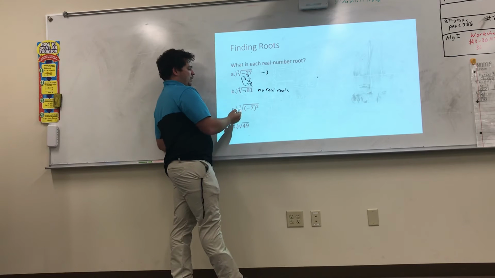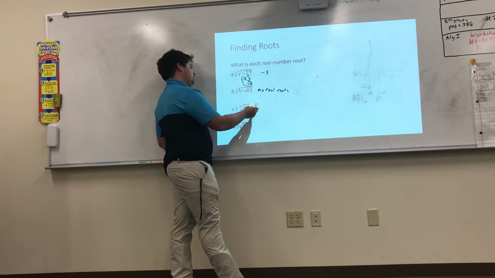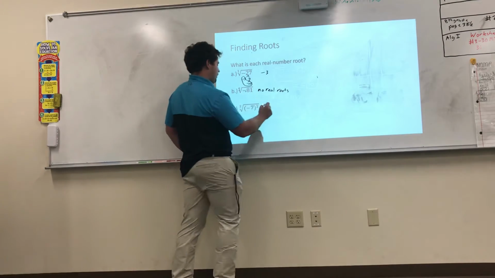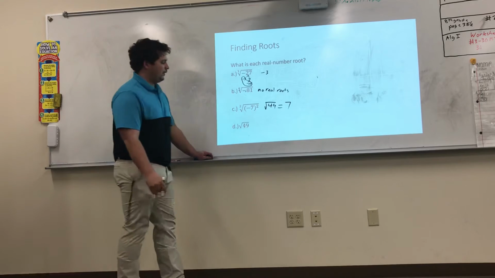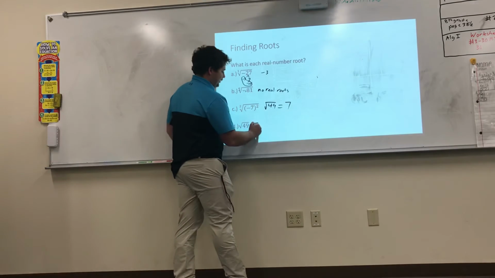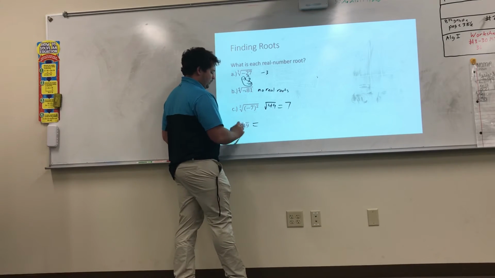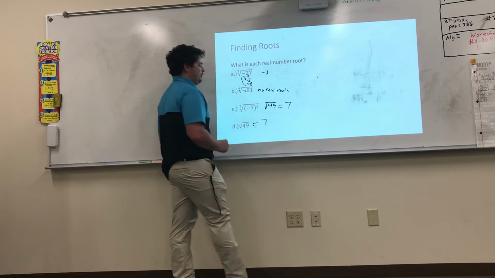Okay, here we have this. I am going to do what's inside first because this is like having parentheses around this. So I'm going to get the square root of 49, which is 7. So yes, the square root of 49 is 7. We just proved that.